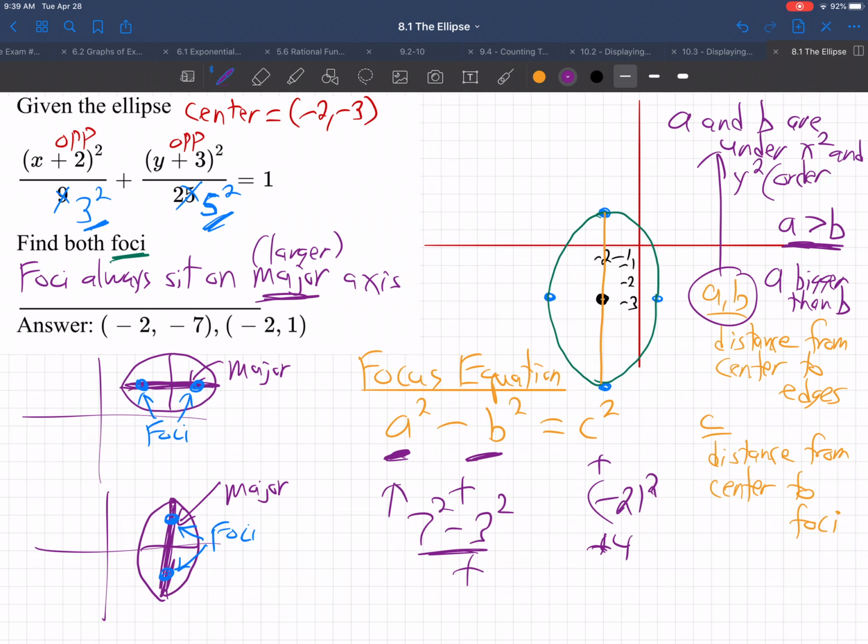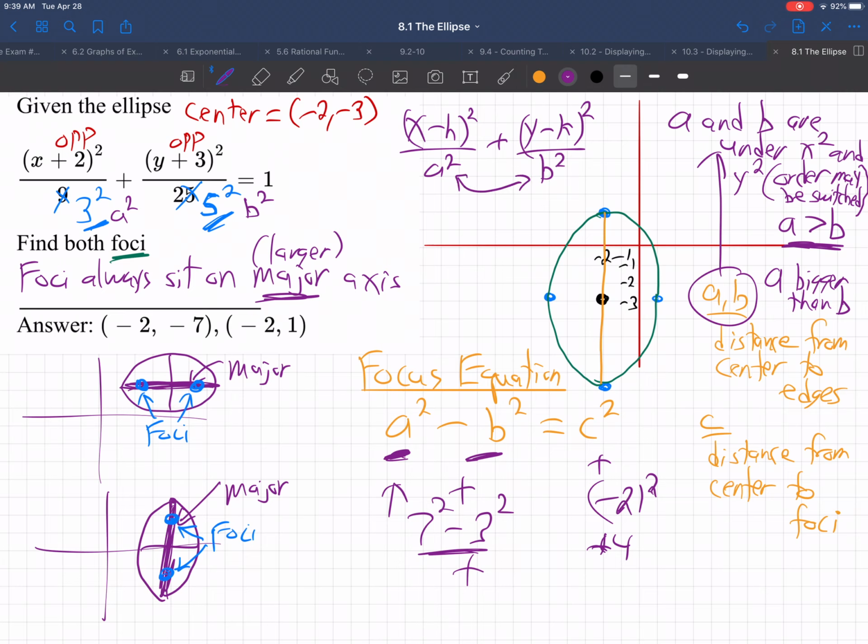Order may be switched. The order may be switched. What do I mean? Meaning this could be a squared and this could be b squared, or vice versa. Remember, it can go either way. It's x minus h squared over a squared plus y minus k squared over b squared.